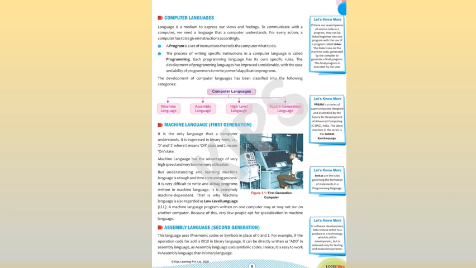Number 1, machine language, which is also called the low level language or the first generation language. Number 2, the assembly language, which is also known as the second generation language or middle level language. And the third one, high level language or the third generation language. And last, fourth generation language. The fourth generation language we will discuss in part 2.